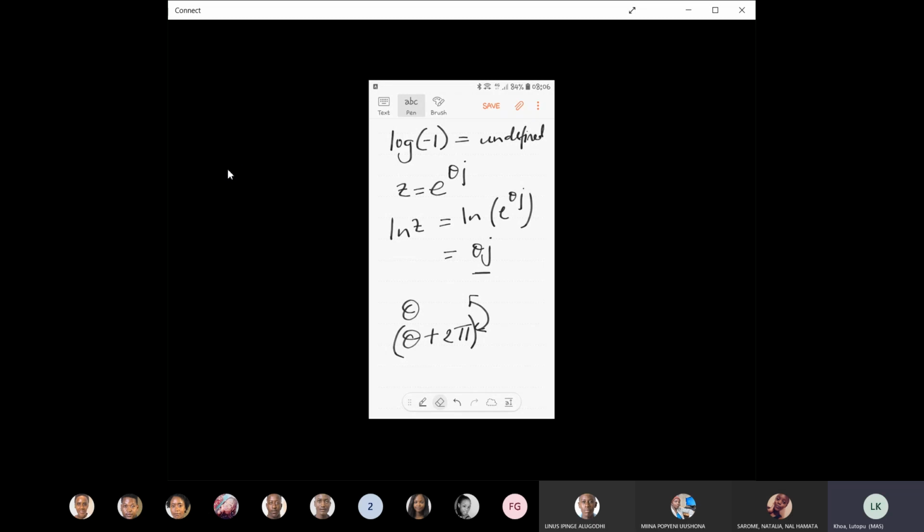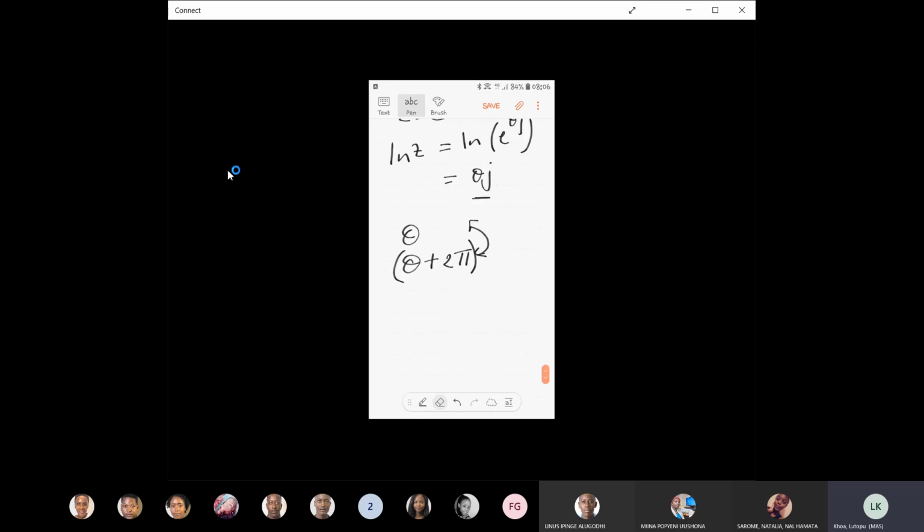But notice when I plug it in over here, the values will not be the same. If I have ln of e to the power of theta plus 2 pi j, when I take ln of that, the answer this time is theta plus 2 pi j. These values are not the same, even though our angles are actually equal.